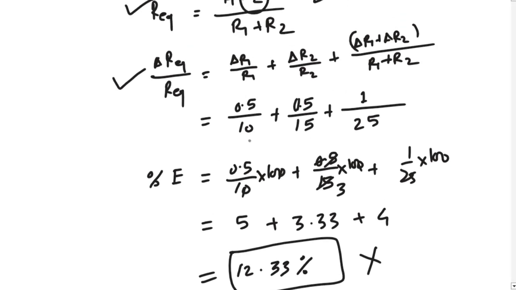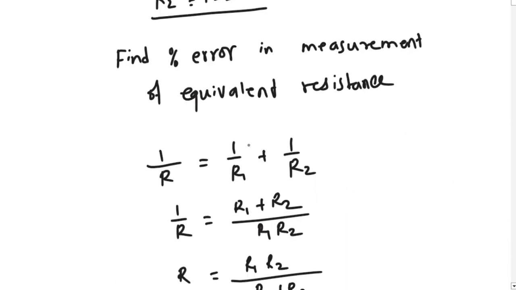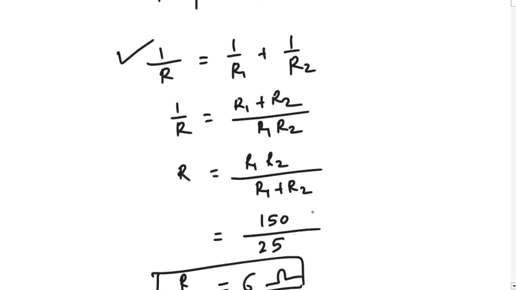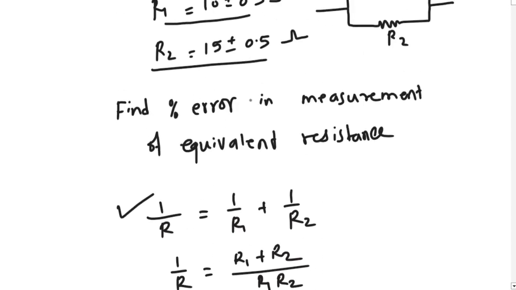You don't have to use this formula. So what you have to do is that you have to use this particular formula. Okay, 1 upon R is equal to 1 upon R1 plus 1 upon R2. Find the equivalent resistance, which comes out to be 6 ohm. So this is the first step. Find the equivalent resistance based upon R1 and R2. R1 and R2 is 10 and 15.